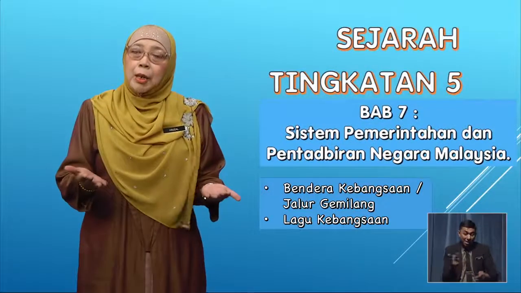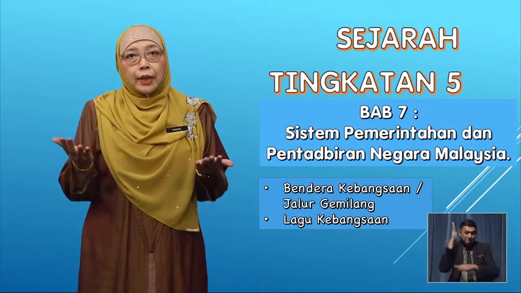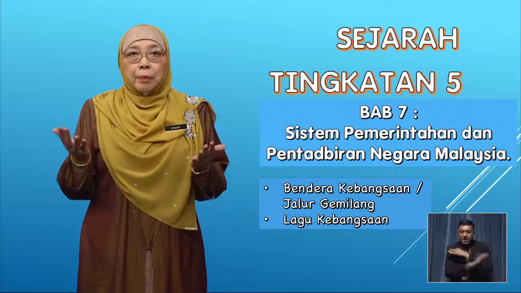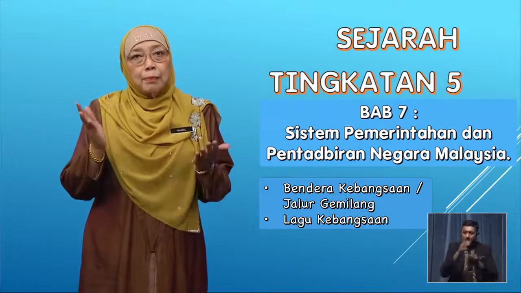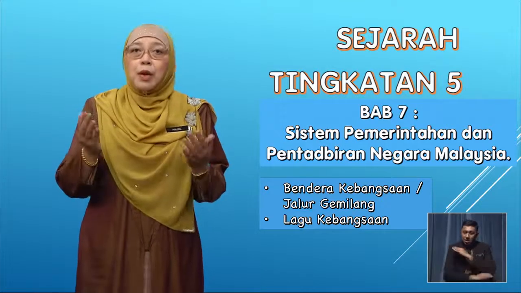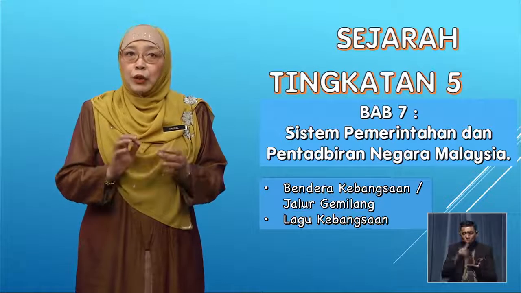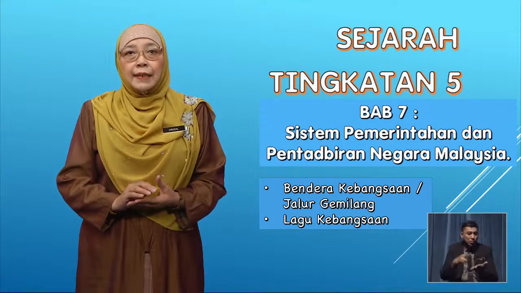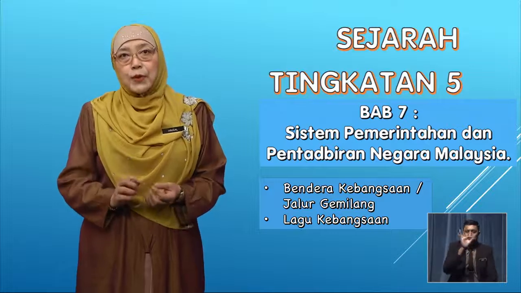Pada kali ini, murid-murid berpeluang untuk mempelajari berkaitan bendera Malaysia atau bendera kebangsaan dan lagu kebangsaan negara kita. Pelajaran sejarah tingkatan 5 dalam bab 7: sistem pemerintahan dan pentadbiran negara Malaysia. Cikgu harap murid-murid telah bersedia dengan pen dan buku catatan untuk mencatat nota-nota penting. Murid-murid boleh membuat rujukan buku teks di halaman 189 hingga 191.